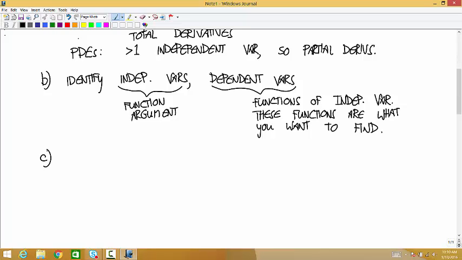Third, you need to identify the order of the differential equation. And the order is the highest derivative that you see.